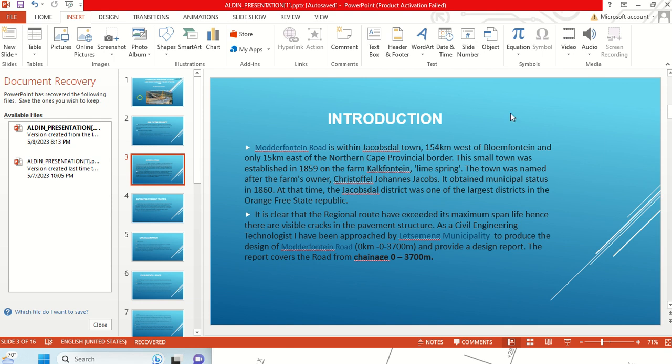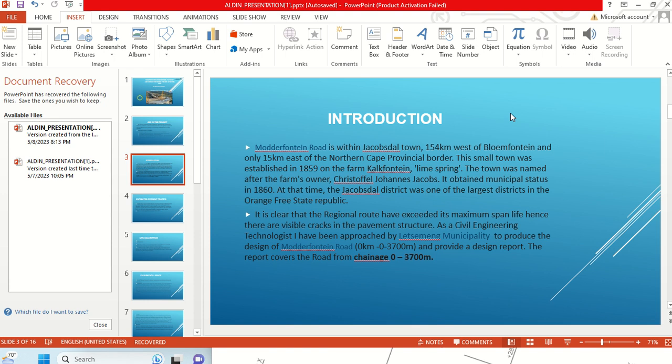For this project, since the lecturer has given us the freedom to choose any road that is within our country, the road that I've chosen is Fontaine Road, which is within Jacobsdal town, west of Bloemfontein and east of the Northern Cape provincial border.